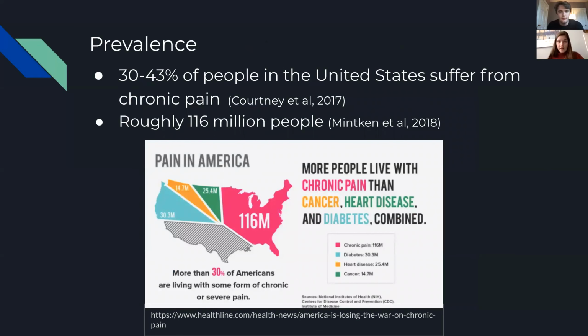So now to talk a little bit about the prevalence of chronic pain. We have seen just how prevalent chronic pain has become, especially in the last few decades. It's estimated that over 116 million Americans suffer from chronic pain. These numbers have been seen not just in the US, but around the world. As you can see by this infographic, the CDC reports that more people are living with chronic pain than cancer, heart disease, and diabetes combined. Clearly, this is a public health crisis.